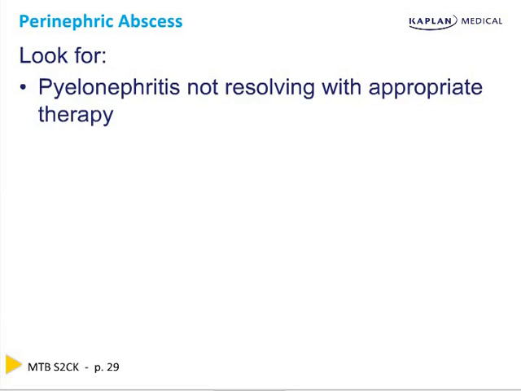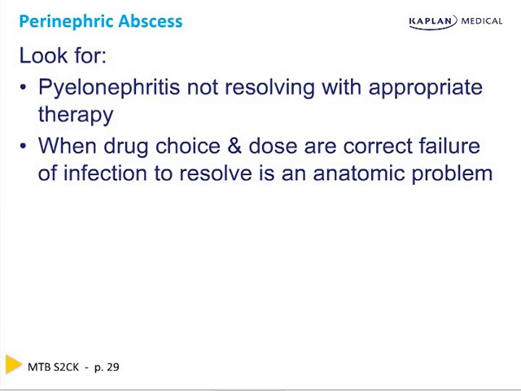A perinephric abscess is pyelonephritis that just simply doesn't get better with appropriate therapy. So the bacteria escape outside the kidney and get accumulated underneath the capsule of the kidney. The kidney has a very tough capsule because the kidney is a very high pressure organ. What you basically look for is a person who's got pyelonephritis, they're on antibiotics, and why is it that 5 and 7 days later they still have a fever? But the first thing you have to do is make sure the drug choice is correct. So when the drug choice is correct, you're using the right drugs, and the dose is correct, it will have to be described in the question that you're giving the right drug at the right dose, and it still fails. So when the drug choice and the dose are correct, failure of infection to resolve is an anatomic problem.